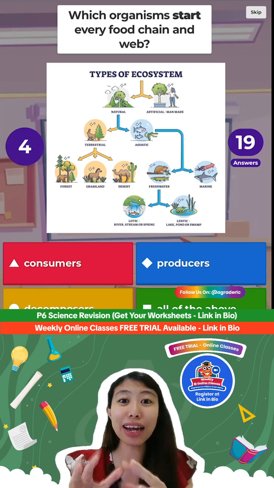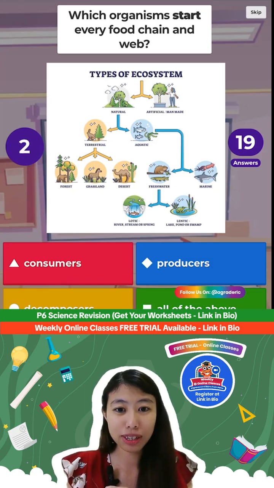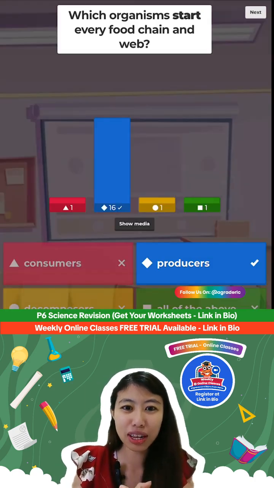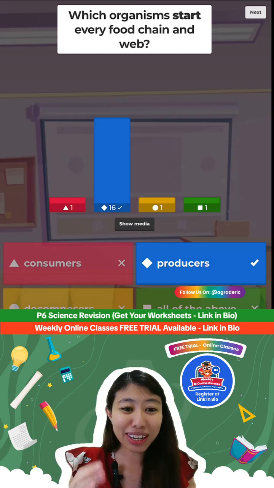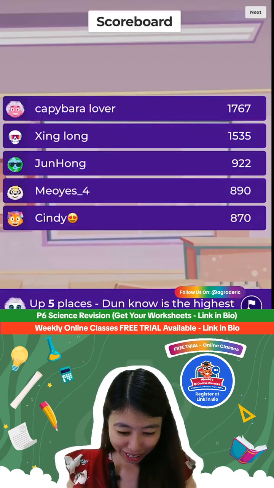The producer must be at the start of every food chain and food web. The beginning, the first organism. Yes, all of you, very good. The producers must be the beginning.